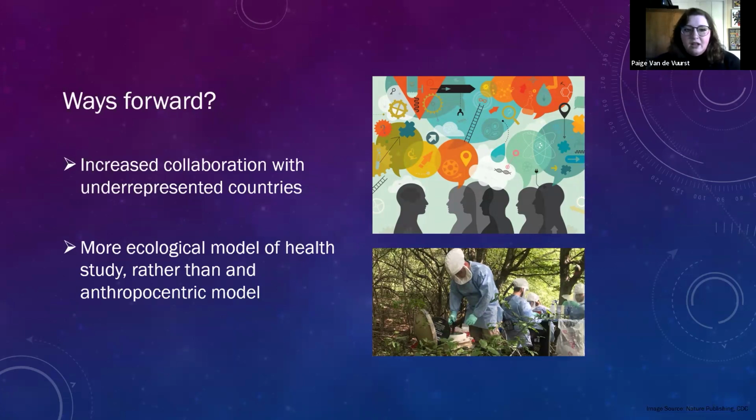And potentially a more ecological model of health study might aid us in, again, assessing some of those reservoirs and vector species that were less well understood during this period.